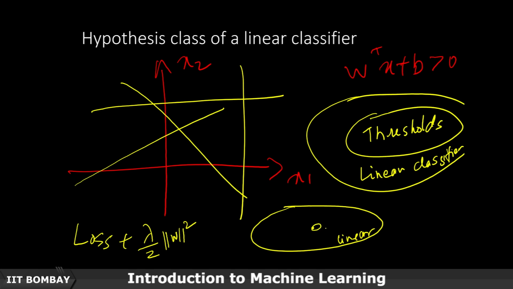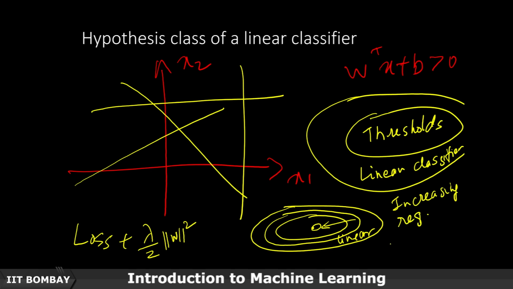So by regularizing, I am actually creating a nested set of hypothesis classes where when I increase lambda, I go towards smaller and smaller sets. Increasing lambda, increasing regularization, reduces the hypothesis class.